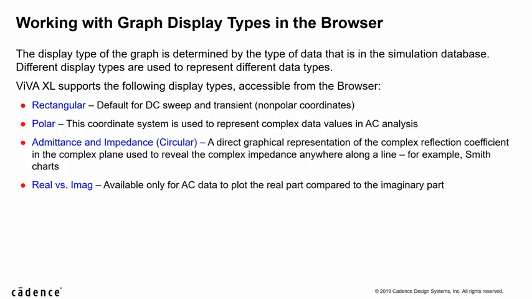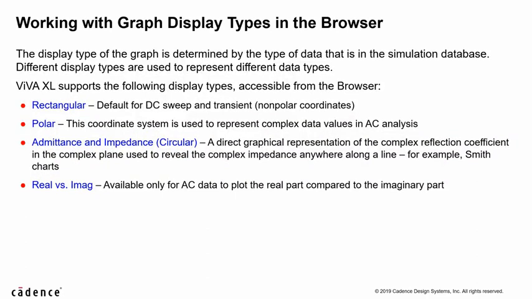Different analysis and simulation runs give rise to different types of results. The display type of the graph is determined by the type of data that is in the simulation database. Different display types are used to represent different data types. Transient and DC are mostly straightforward rectangular graph types, whereas things could be different for AC analysis as complex data values need to be represented. In the browser, you can use different display types such as rectangular, which is the default for DC sweep and transient. You can use the polar, and this coordinate system is used to represent complex data values in AC analysis.